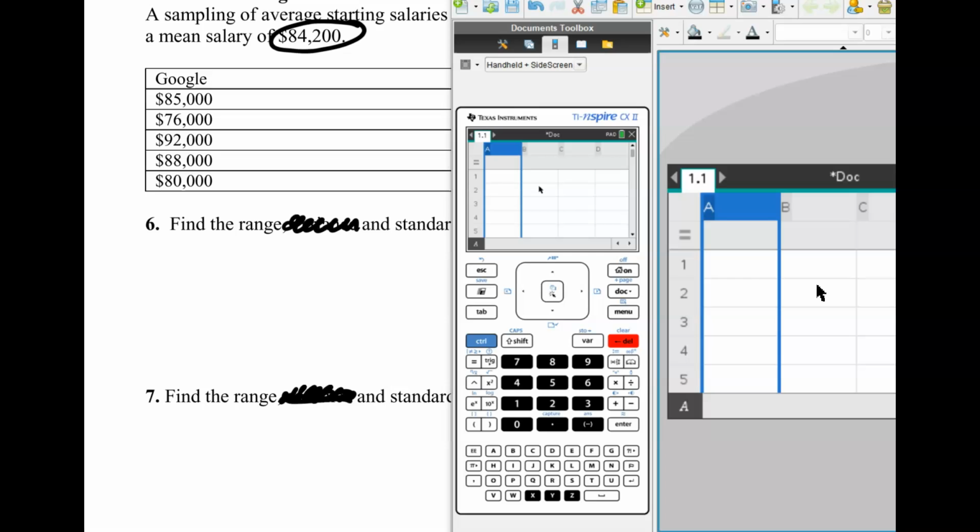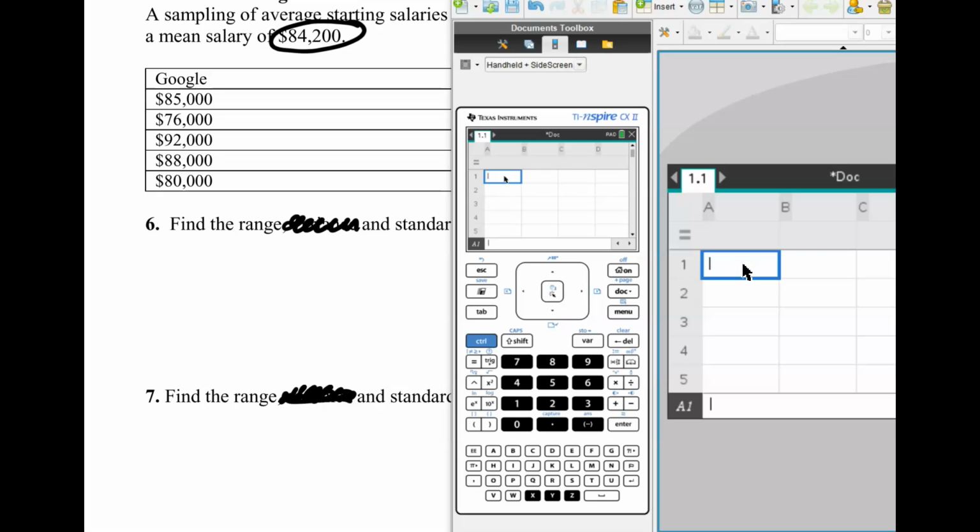All right, let's go on. Are you guys ready for this other part? Okay, so now we're going to find the range and standard deviation. Let's find the standard deviation for the first one. So I'm going to put 85,000, 76,000, 92,000. Yep, go back to spreadsheets.